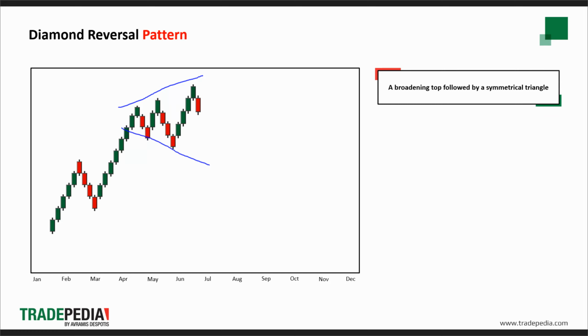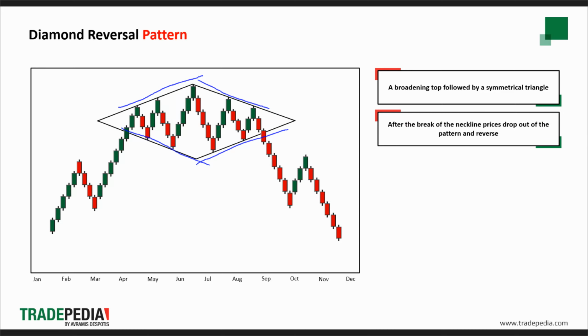And then from the broadening triangle, it goes into a symmetrical triangle. And then it breaks out to the downside, showing a diamond reversal.